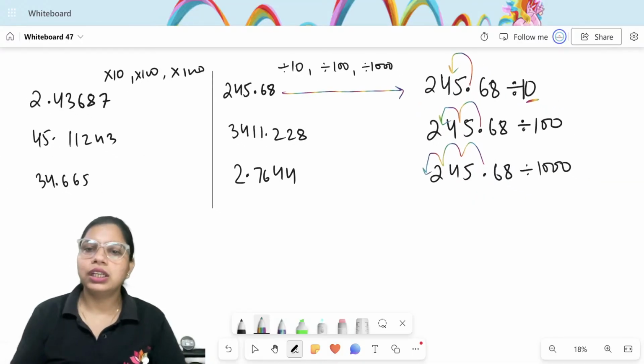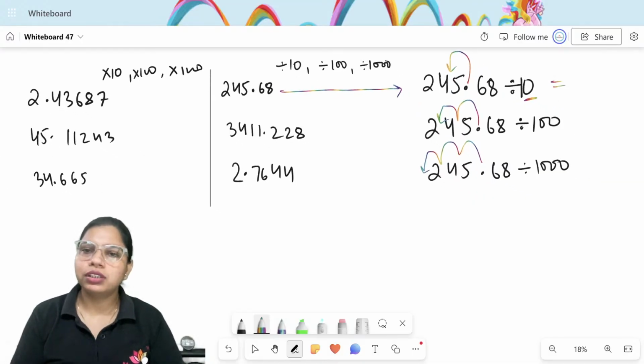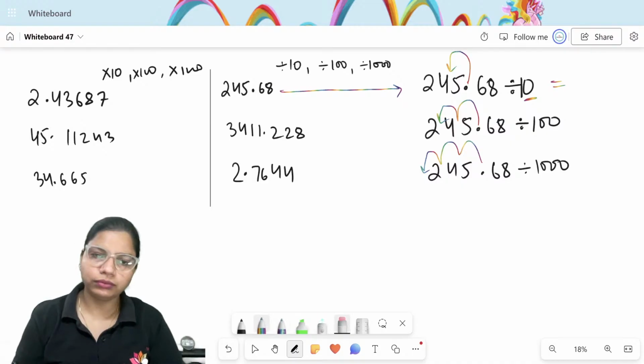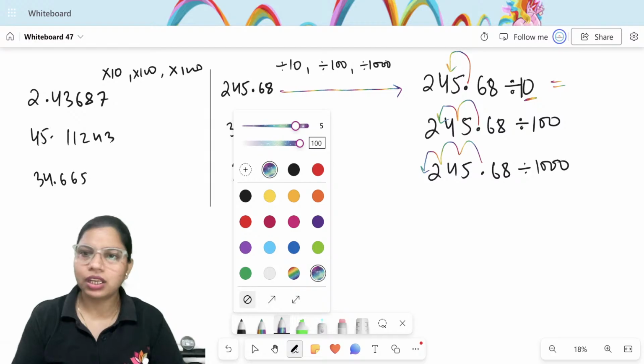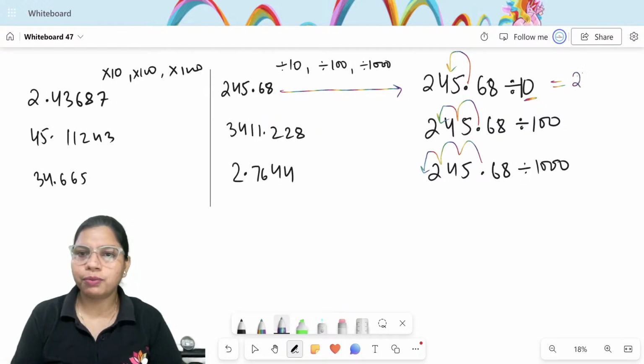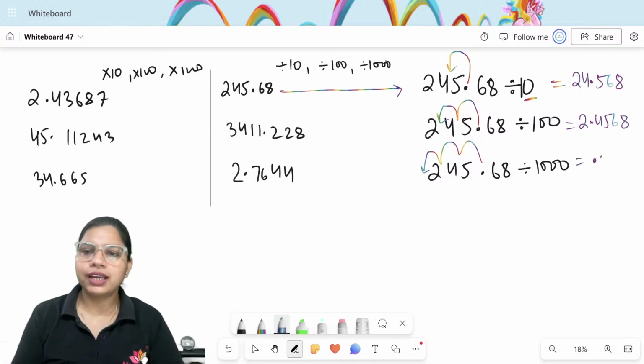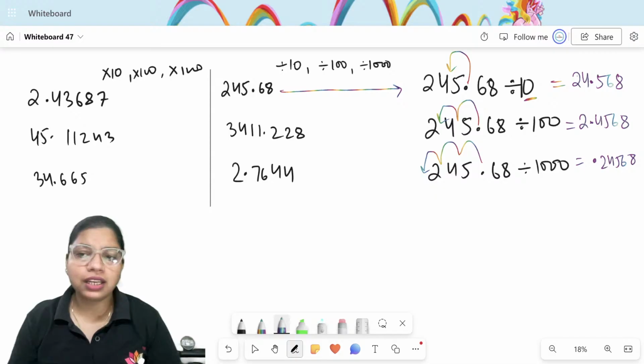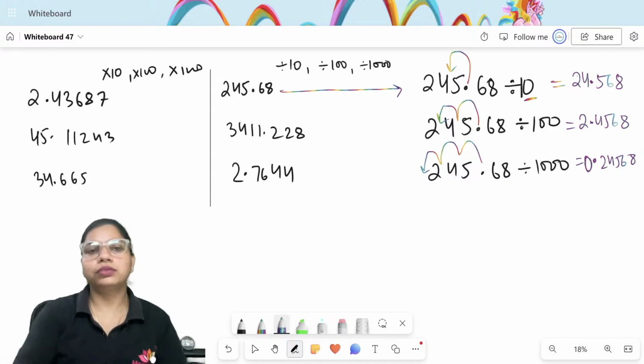Now the answer comes 24.568. It comes 2.4568. It comes 0.24568. So if there is nothing there, we're going to be adding a 0.